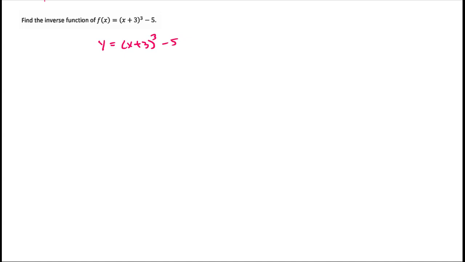All right. The second thing we need to do is interchange the x and the y. So in this case, y will become x and then x will become y. Okay, we swap them. Raised to the third minus 5. And then we solve for y.